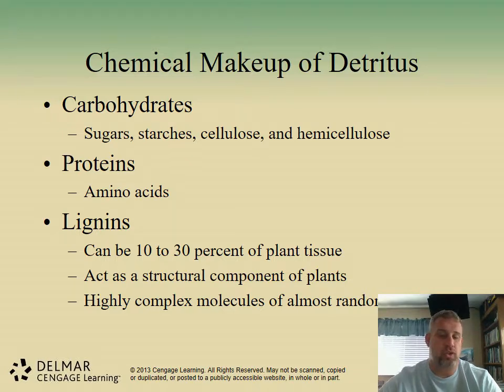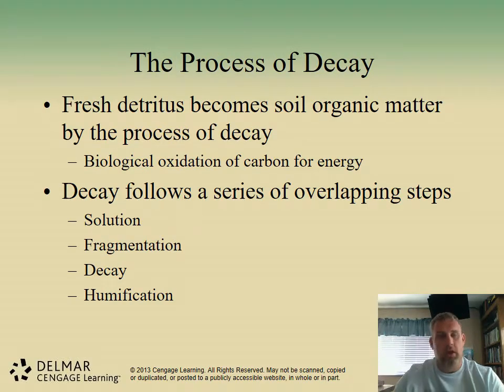And we talked about this two lectures ago, about the carbon cycle and how this organic matter is part of the carbon cycle, bringing us back to the start of the cycle where it is then utilized by the plants again. So the process of decay is a biological oxidation of carbon, and we're going to continually break down more and more of these organic materials into smaller and smaller products until we get humus.